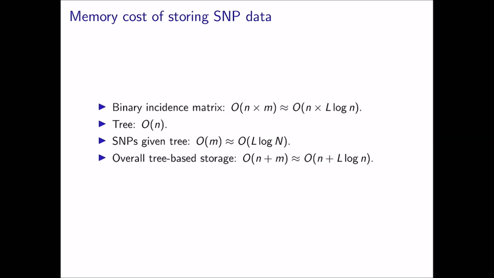And if I add these two up, I get n plus m, or n plus L log n, which is considerably smaller than what's over here with the product. And so even if nothing else has happened, the fact that I've actually constructed a tree from my data set and decorated the tree with the mutations has made my data set much, much easier to store. Its storage cost scales much better than it would as a binary incidence matrix, for instance. And that alone can give you a considerable performance boost for various sorts of analysis algorithms.